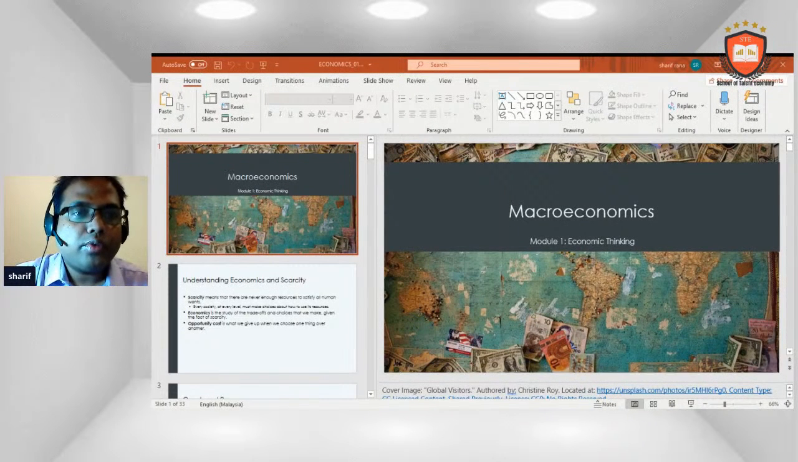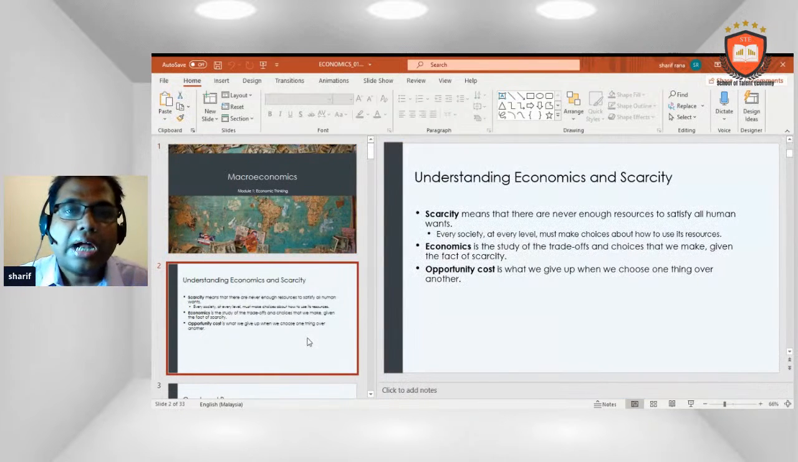Welcome everyone. Today we're going to discuss economics and macroeconomics, which is very important for economic thinking. Understand economics and scarcity. Scarcity means that there are never enough resources to satisfy all human wants. Every society, at every level, must make choices about how to use its resources. Economics is the study of the trade-offs and the choices that we make given the fact of scarcity.